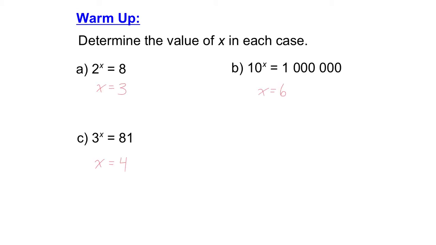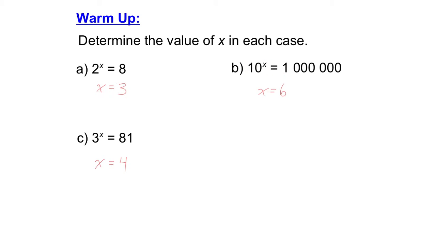If we remember what an exponent means, for example here, it means how many times do you multiply 2 by itself to get an answer of 8? Well, 2 times 2 is 4, times 2 again is 8. So we multiplied 2 3 times to get 8. So our exponent, x, is 3.